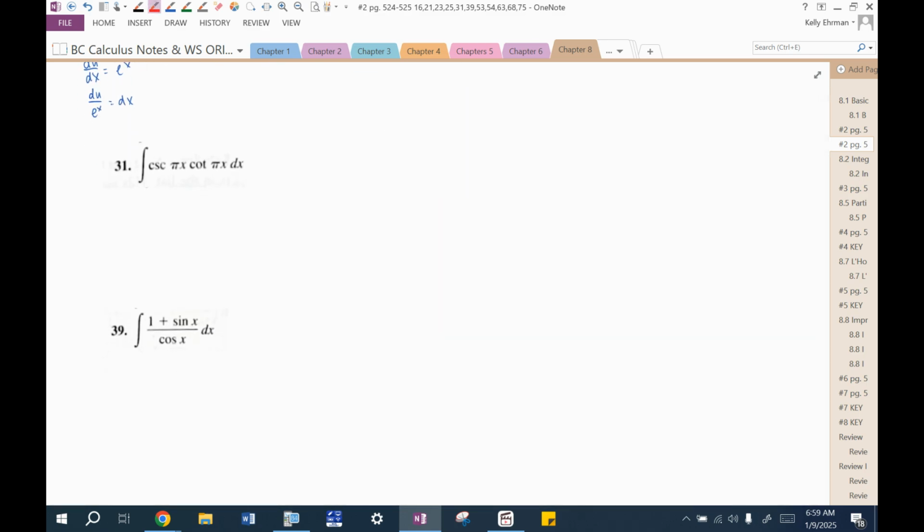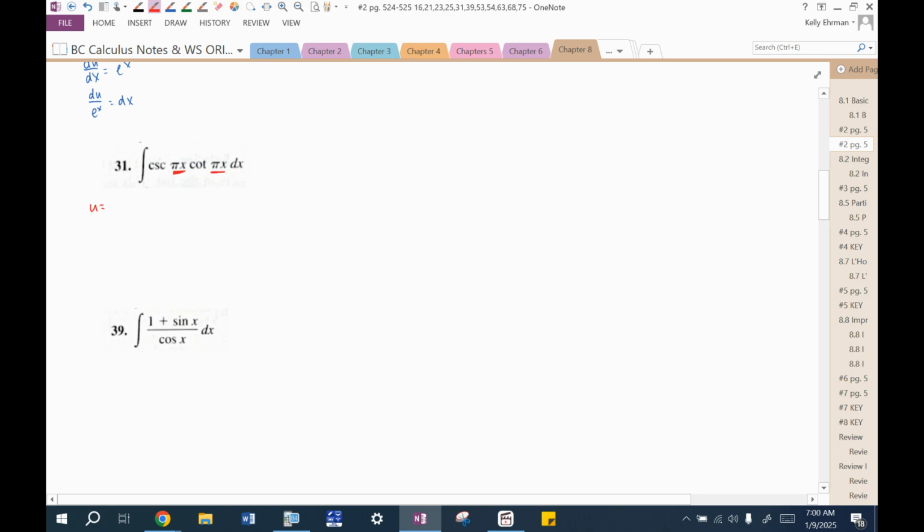Okay, so 31. So we have trig here, and you should be thinking anytime you see trig, is this the derivative of something? Is cosecant, cotangent the derivative of something? Remember, the derivative of cosecant u is equal to cosecant u cotangent u. So this is the derivative of something. We still need to look at u sub though, because this is not just x in here. So there's going to be a coefficient involved.